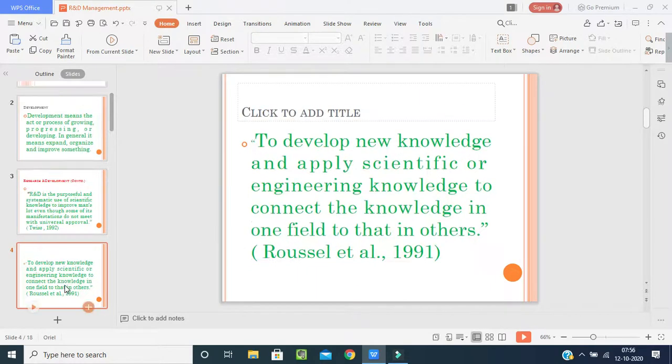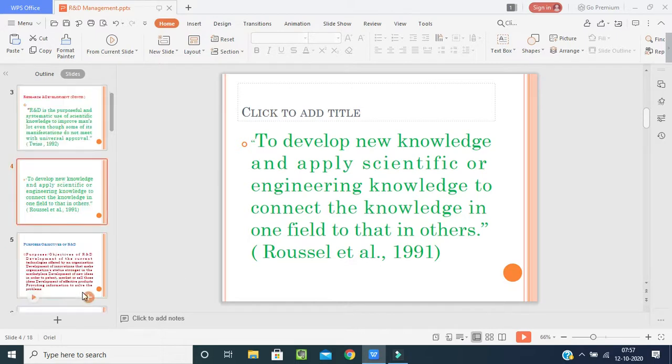Next we will see: to develop new knowledge and apply scientific or engineering knowledge to connect the knowledge in one field to that in others, by Russell et al. in 1990. That means the knowledge is useful or applied not only for science, it is also used for engineering or connected with some other field like the IT sector, like innovation, discovery. All these things will come. That means it is related to each other. It is like a chain. So research and development is very essential and important.